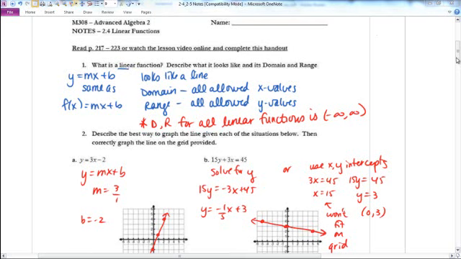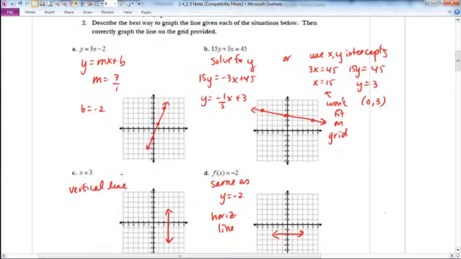As far as the domain and the range, domain are all of the allowed x values for the function, and the range is all of the allowed y values for the function. Because this equation can use any x values and any y values, both the domain and the range is considered negative infinity to infinity. Now when we look at graphing lines, there's several situations to look at.